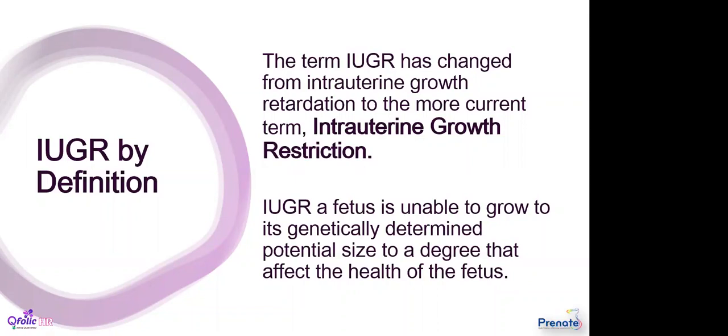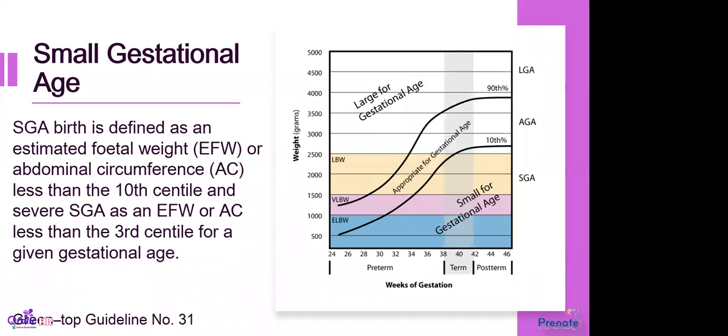It means that if the genetically determined potential for the growth of the fetus is not appropriately reached, then the baby will be in a growth retarded condition, which can affect the health of the fetus in terms of increased morbidity or increased perinatal death. A small for gestational age.